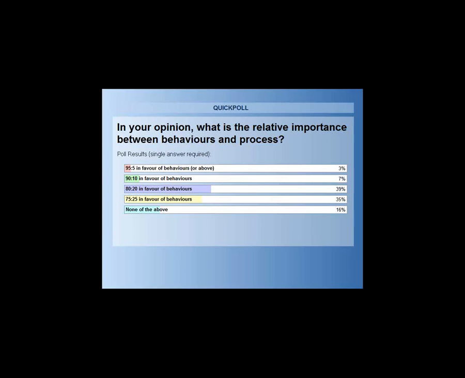Right, there are the results in terms of the ratios, and I didn't know how this was going to go, so this is quite interesting for me. I thought quite a few were going to go all in, you know, sort of, hey, it's all about behaviours. But only 3%, and that's very interesting. 7% have gone sort of 90%, 9 to 1, but a huge body around 80-20, 75-25. And really importantly, 16%, none of the above.